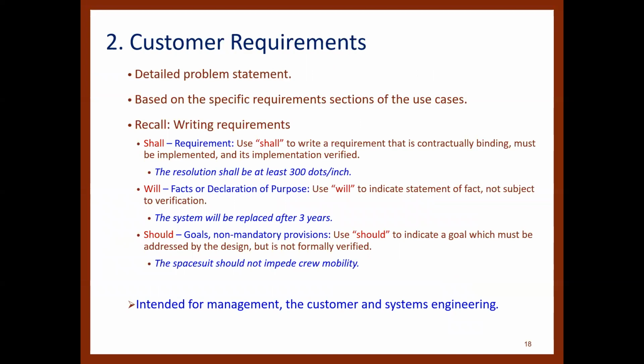The second document is customer requirements. This is the detailed problem statement and is based on the specific requirements sections of the use cases. Recall what we discussed in our previous lecture in terms of how you write the requirements. So in here, you will have a set of requirements for your system in this document. And this document is intended for management, the customer, and systems engineering.